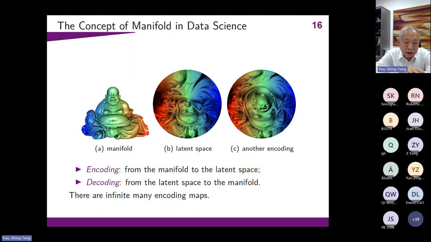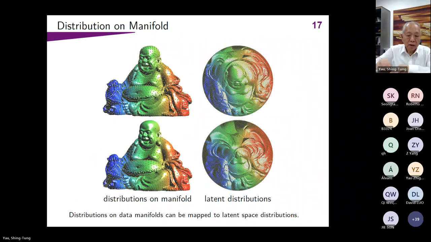Two mappings. The encoding from manifold to latent space in the middle, and then there is decoding from the latent space to manifold. Here the data are on the manifold, namely on the Buddha. There are infinitely many encoding maps. So for example, another one gives another encoding. One can produce many, many different encodings, and it is mathematically interesting to figure out those good encoding maps. Distributions on data manifolds can be mapped to latent space distributions. So these are the dots, and it is interesting how they transform.